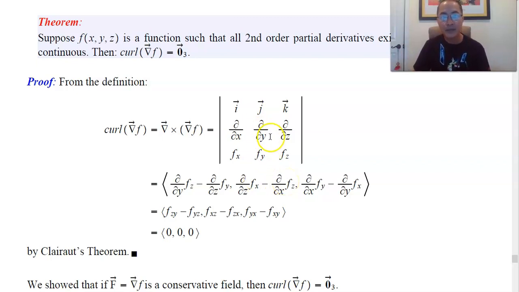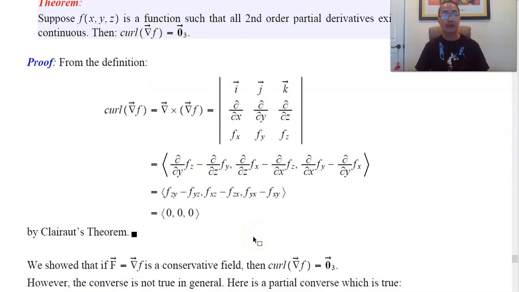So what do we get? Partial of fz with respect to y, minus partial of fy with respect to z. That's fzy minus fyz, 0. Same thing for j, fxz minus fzx, that's 0. For k, fyx minus fxy, that is going to be 0 all over for any point on your domain. So those partial derivatives cancel out. The curl is the 0 vector.